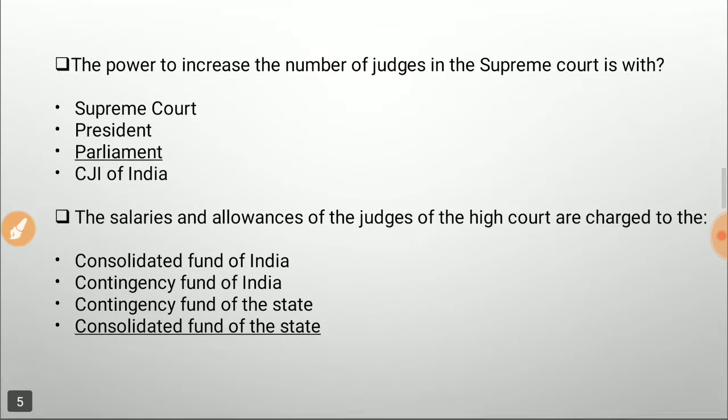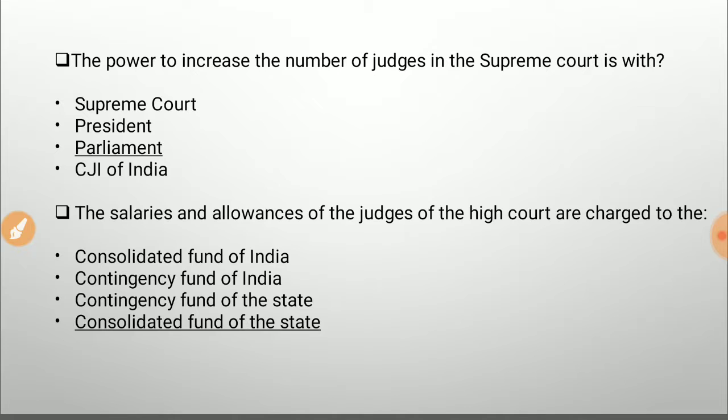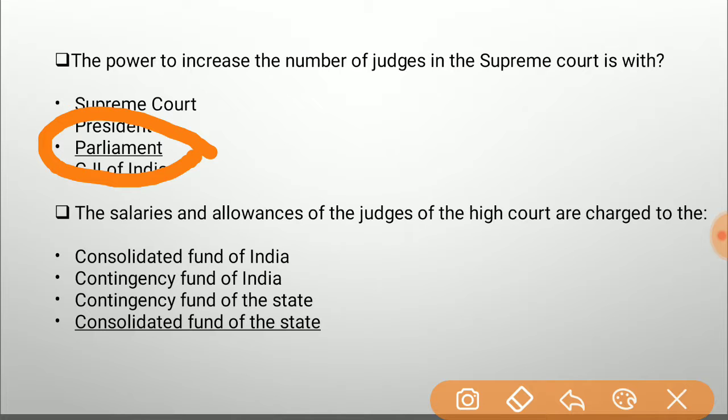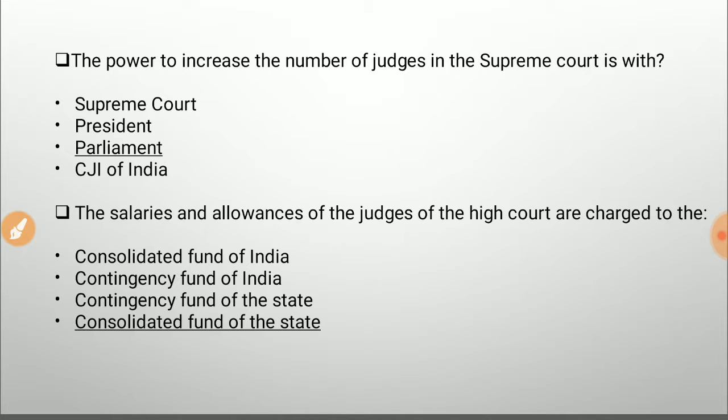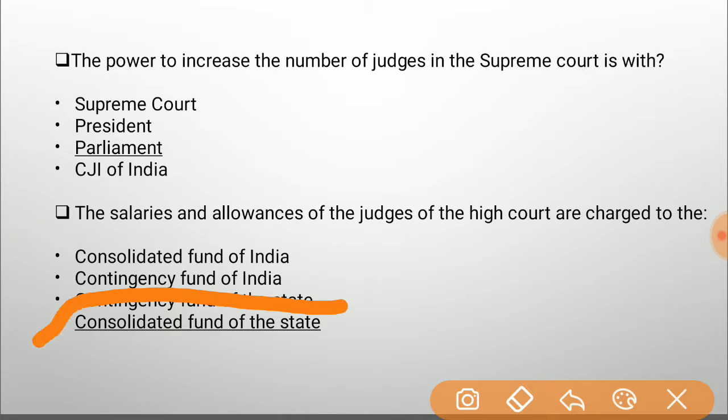Okay. The power to increase the number of judges in the Supreme Court is with. How many judges there should be in the Supreme Court is decided by the Parliament, and the judges are headed by the Chief Justice of India. The salaries and allowances of the judges of the High Court are charged to the consolidated fund of the state. That is, it does not require the approval of the state legislature and it is safeguarded.